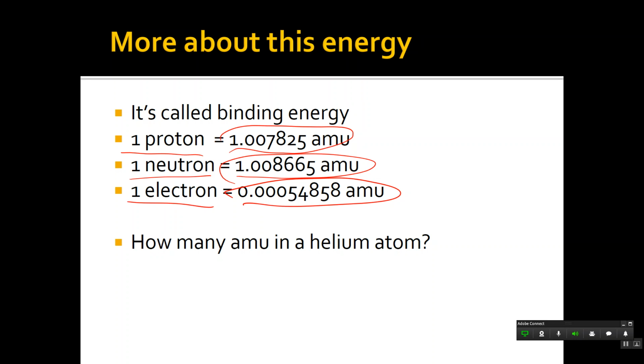First of all, how many AMUs are in a helium atom? Helium is what? How many protons does it have? How many neutrons does it have? How many electrons does it have? Two. It's an inert gas, right? So it has to satisfy its shell. It's two for the first shell. Perfect. So we can figure out how many AMU there is.